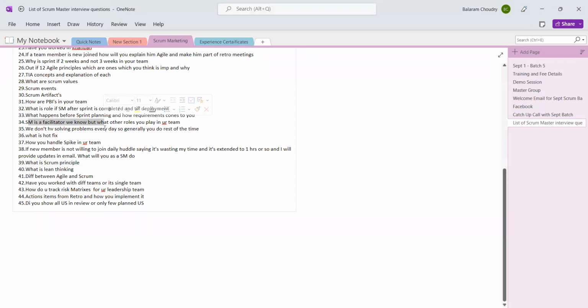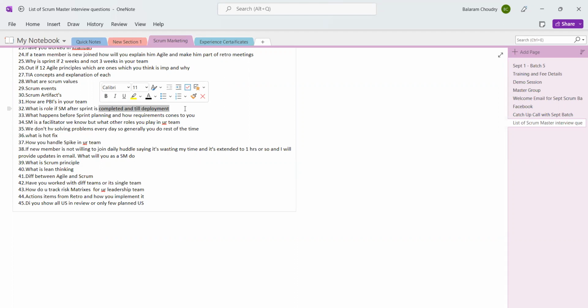Okay, what happens before the sprint planning and how requirements come to you? This is the 30-second question. What is the role of SM after the sprint is completed and till deployment? After the sprint is completed, SM has to make sure all the sprint items completed from the sprint are ready for the release, undergoing all the regression testing, and all the automation scripts are ready and completed before the deployment happens.